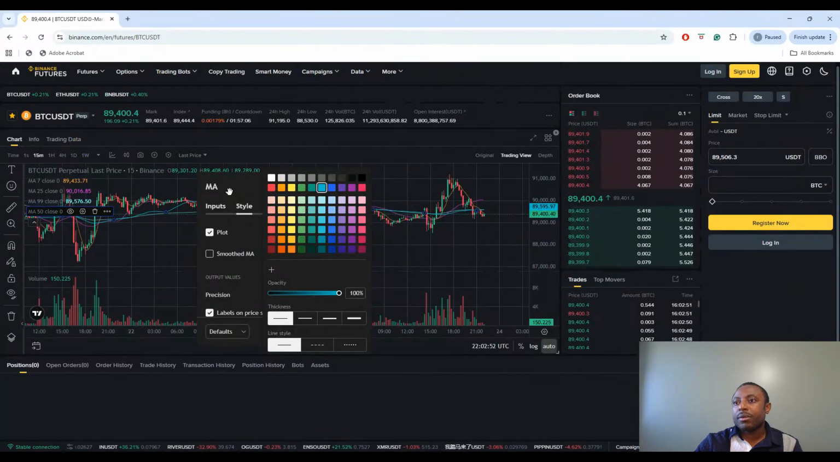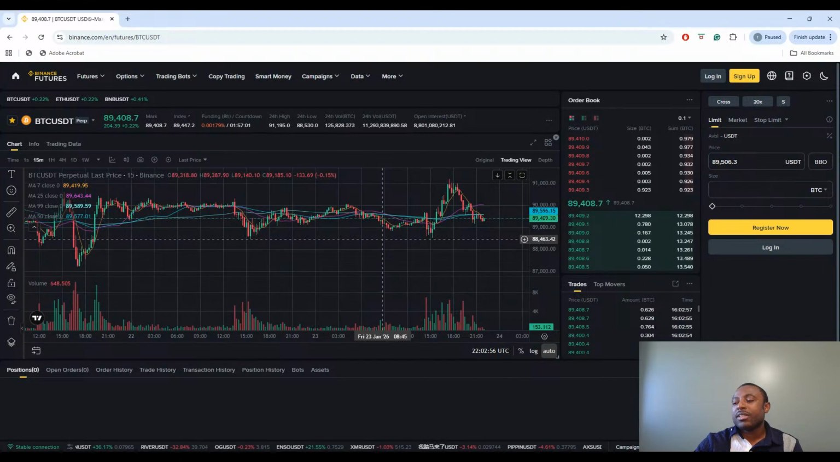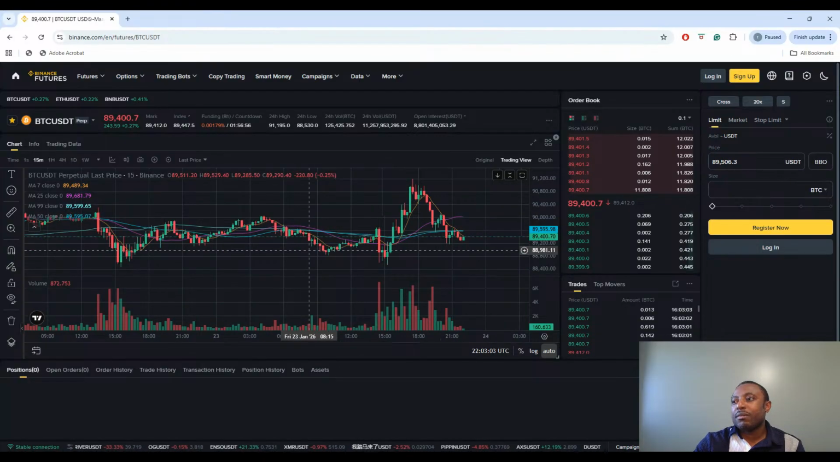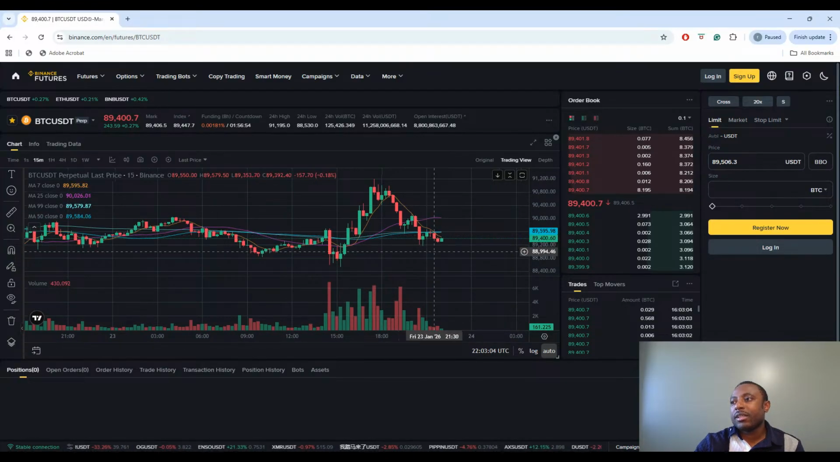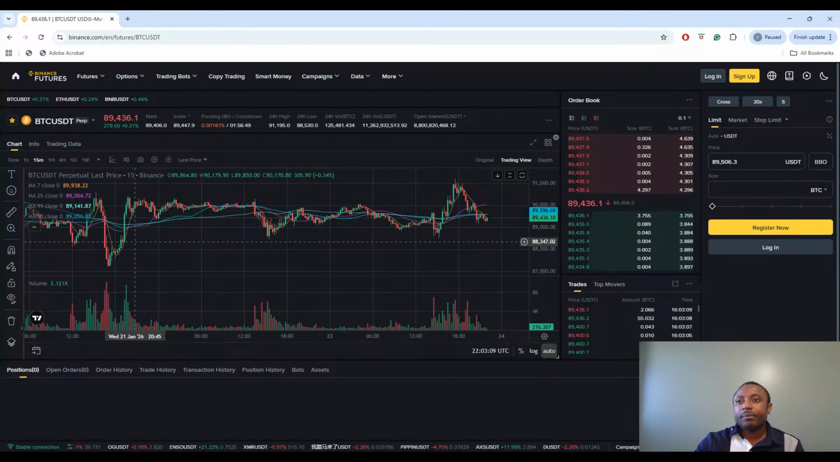Average. Go with that. Inputs, and just say okay. So now you see I have the 50 moving average here, in light blue. Then I can remove any of the indicators that I don't want to see or I don't like, like the 99 moving average. Okay, I don't want to see that one, so I'm going to just delete it from here.